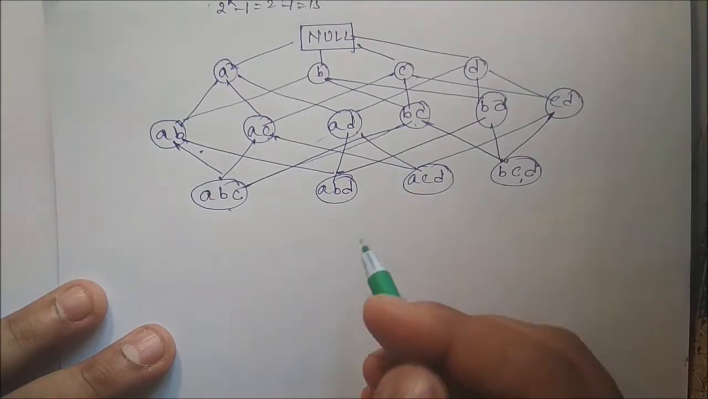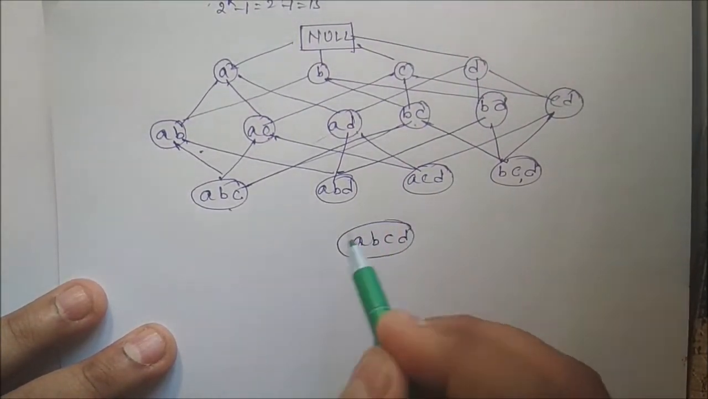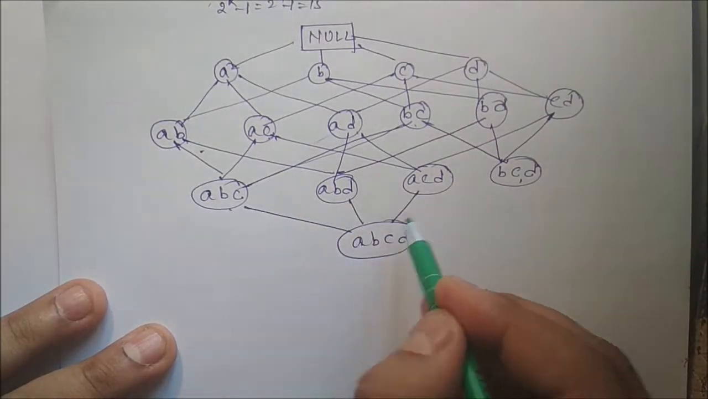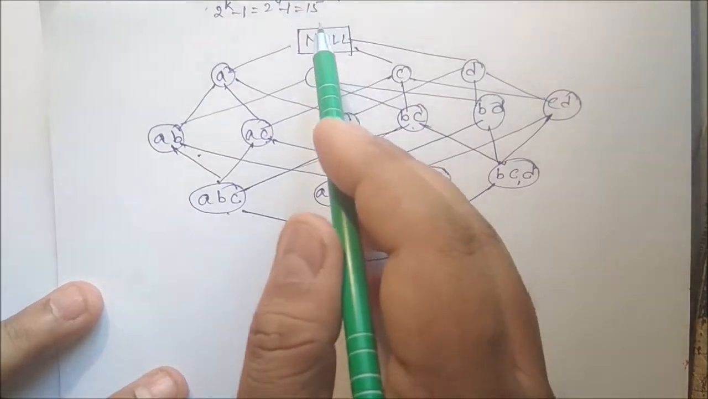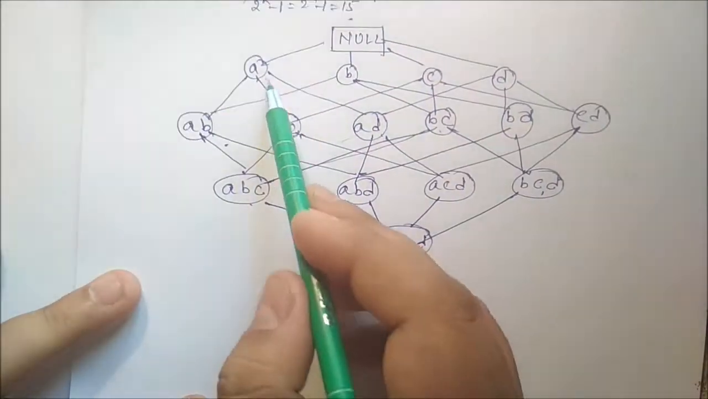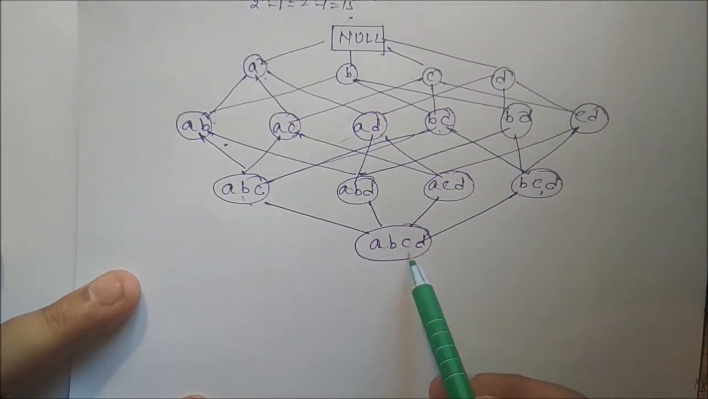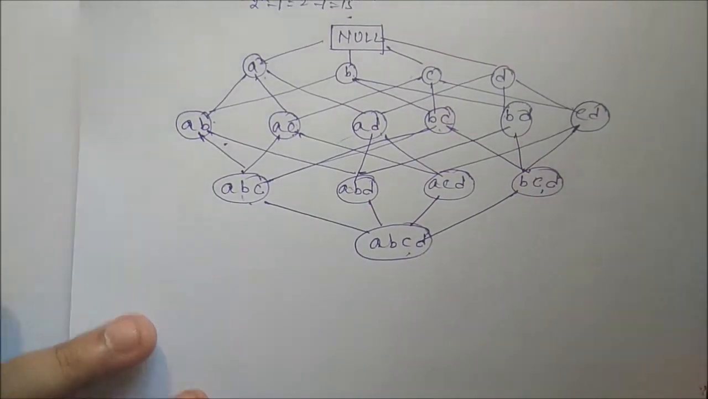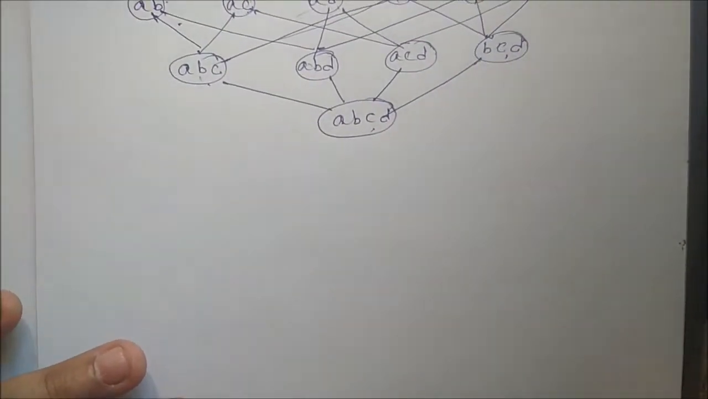After that it is ABCD, the combination of all, which we get from all of these. So in total there must be 15 combinations. You can check: 1, 2, 3, 4, 5, 6, 7, 8, 9, 10, 11, 12, 13, 14 and 15. So this is called the lattice structure. Through this lattice structure, we can get all the combinations.